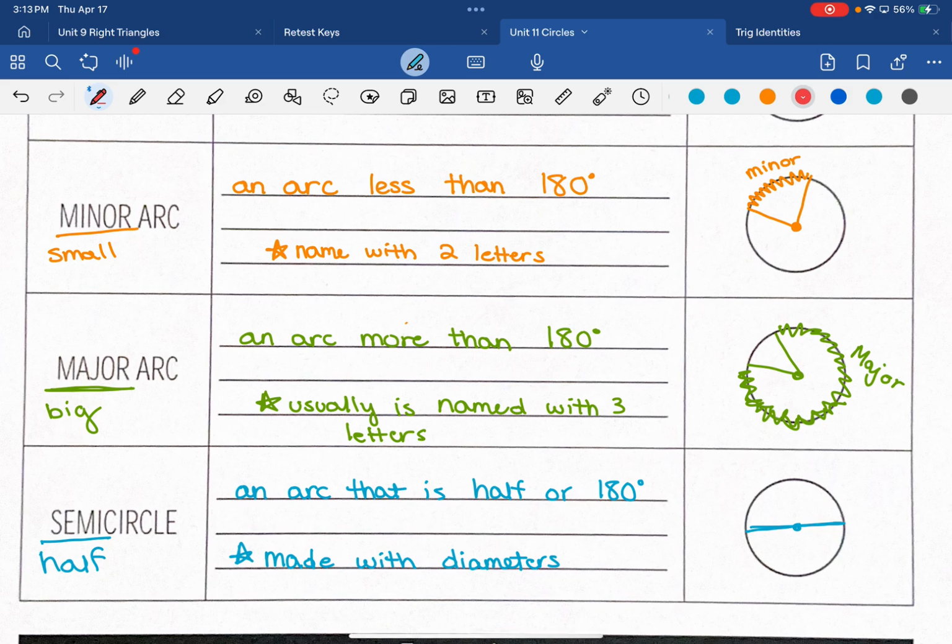A minor arc. When we think minor, we need to think small. It is a small arc, which means it's less than 180 degrees. When we name a minor arc, it's usually named with only two letters. Like I said, it's short and sweet. If you have A, you go straight to B. Go the shorter route.